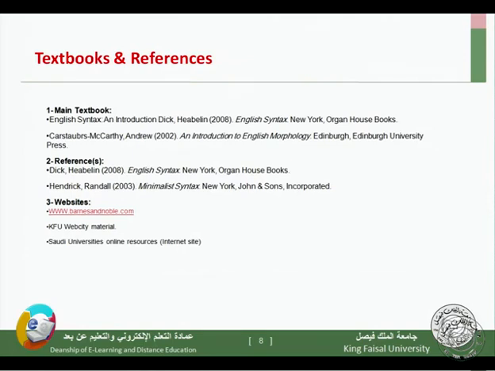Also, we have references. The same author of the main textbook has another book on English syntax, and Randall Hendrick's Minimalist Syntax would also be a good reference. Not to mention the website that you can see now on the screen that you can always refer back to, because it has many useful topics that would help you throughout the course and to understand the different areas and aspects of the course.